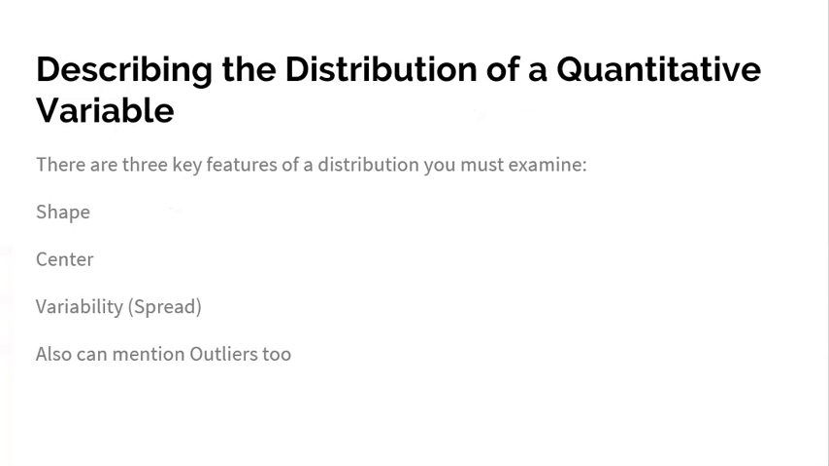So when you describe the distribution of a quantitative variable, there are three key features of that distribution you have to examine. Now remember, distribution is what values your variable takes on and how often it takes on those values. So to describe that in the most detail, you need to mention the shape of your distribution, the center of your distribution, and the variability or spread of your distribution. A fourth item is outliers as well, if you see them. We'll talk about that too, but the main three are shape, center, and variability.